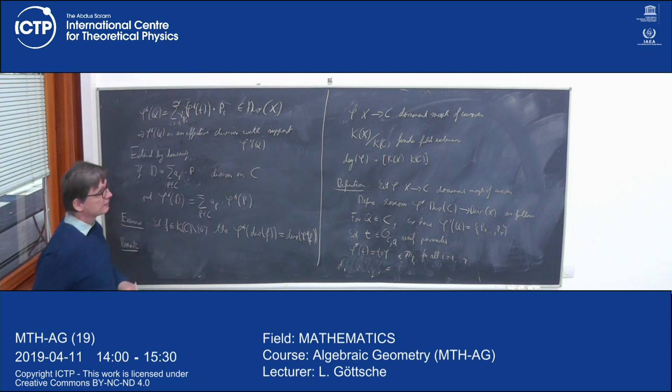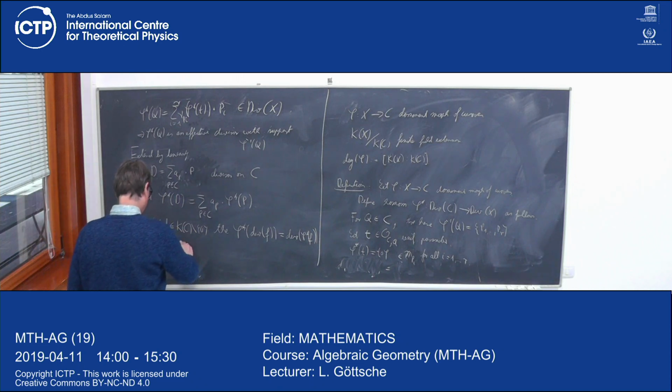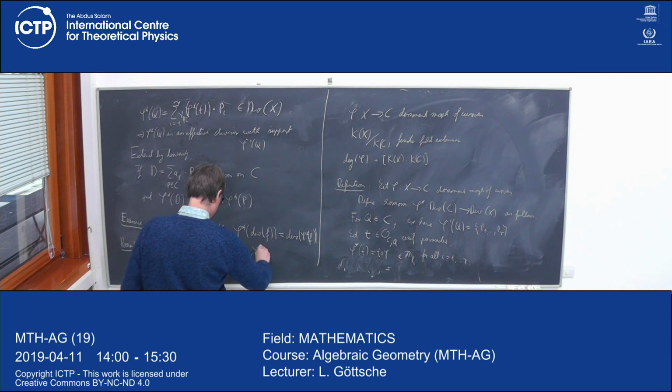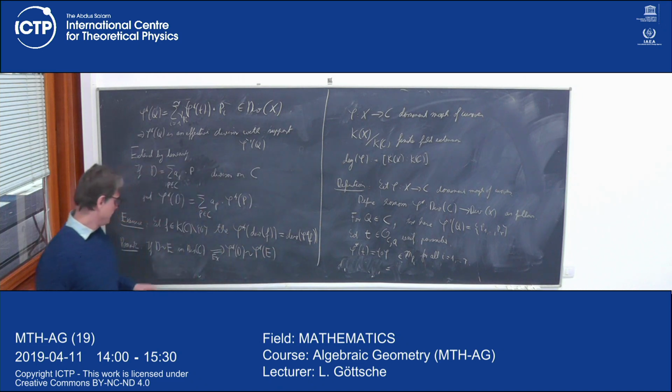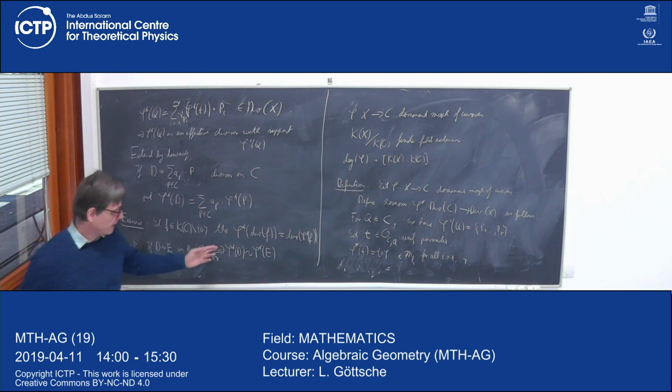So again we have phi, a dominant morphism. Then if D is linearly equivalent to E as divisors on C, it follows by this exercise that the pullback of D is linearly equivalent to the pullback of E. Namely, if there's an f whose divisor is the difference between these two, then the pullback of f will be the difference between the two pullbacks.